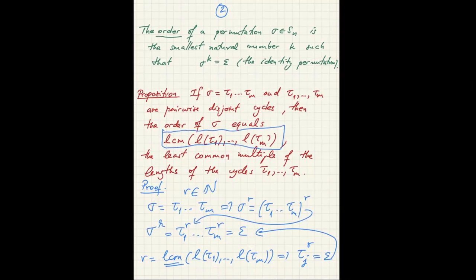And I leave it as an exercise for you to show that this is actually the smallest power. There's no power smaller than this least common multiple with the property that sigma to that power is going to be identity. Okay, so that's how you can find the order of a permutation.